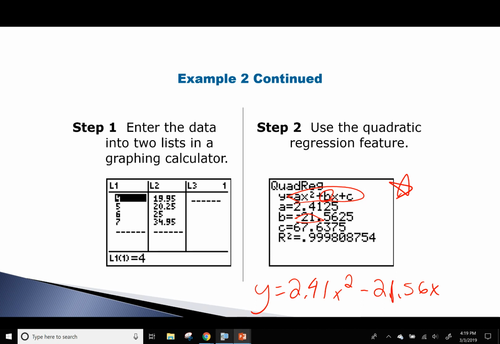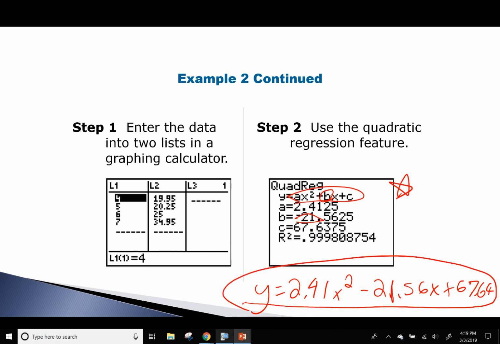And then my C value is 67.64, if we round it, right? So there's my equation, 2.41 x squared minus 21.56 x plus 67.64. And now look at the R squared value. The R squared value, 0.9998.